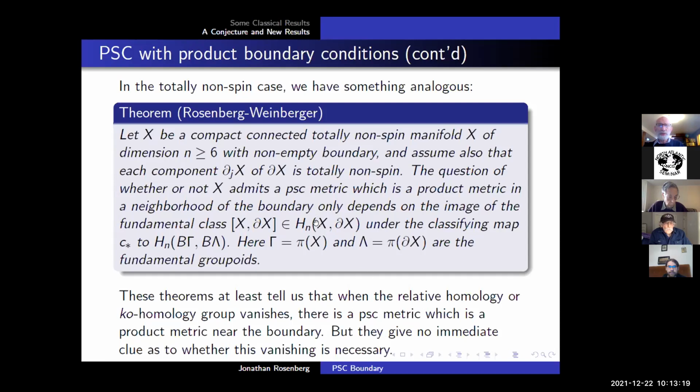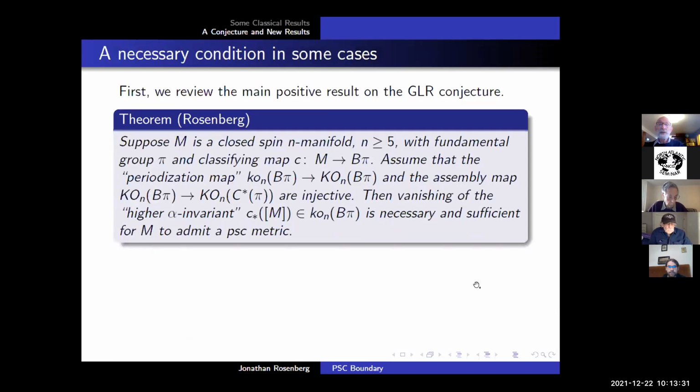But what we do know is that once you can identify the image of the fundamental class in here, then that's enough to answer the question. So in some cases, though, we have a necessary condition. So let me review the main positive result on the Gromov, Lawson, Rosenberg conjecture. Remember, I told you that that conjecture in general is false, but there's some cases where it's true.